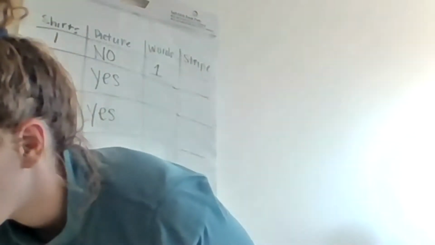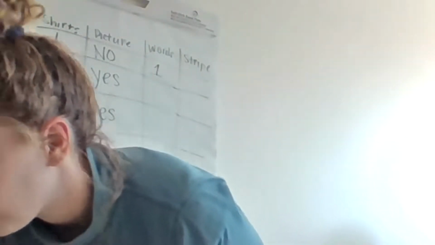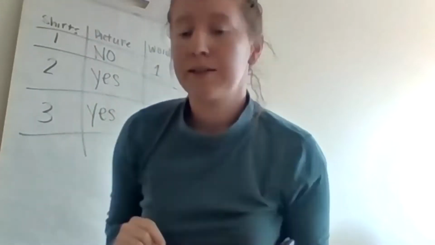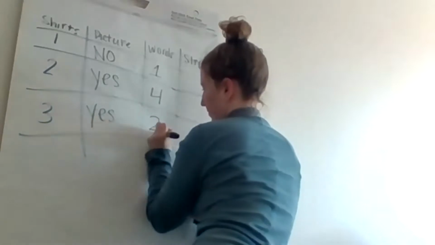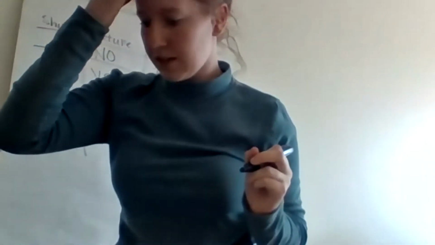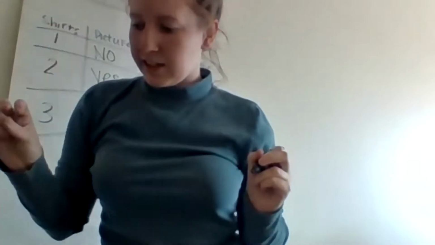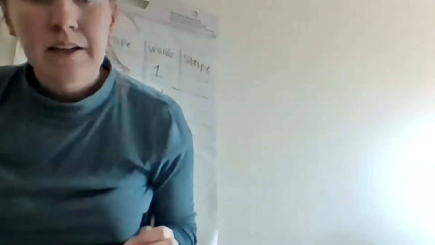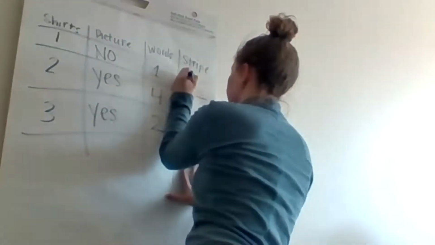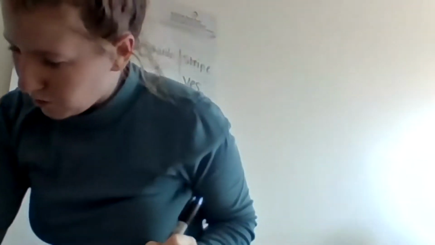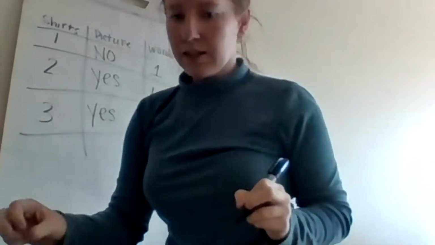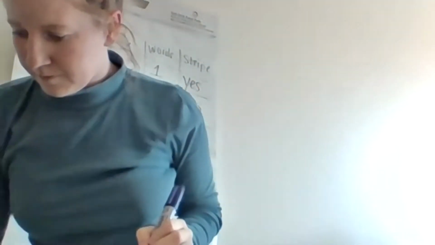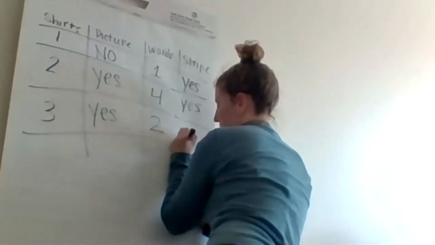Shirt number 2, let's count the words. 1, 2, 3, 4. I ride my bike. And shirt number 3, my dog, 2 words. Okay, now let's look for the stripes. Does it have a stripe on each sleeve? Number one, yep, number one has a stripe on each sleeve. Number two, yep, those red ones, it has a stripe on each sleeve. Yes. And number three, oh, no stripes on number three, so I'll put a no.